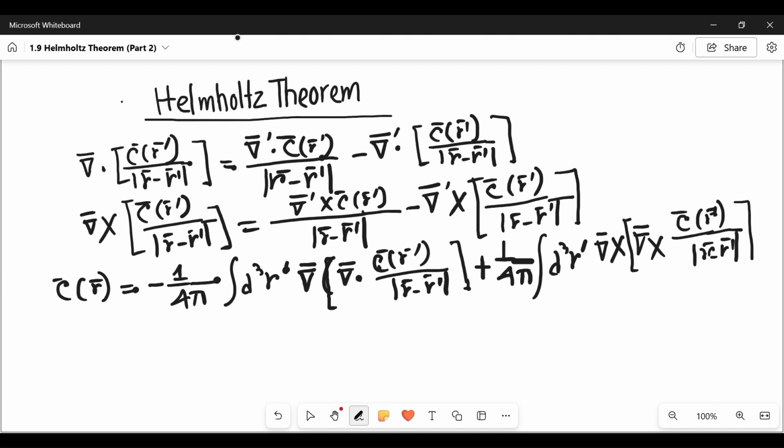Now the operator is in non-primed coordinates, so we can take the operators outside of the integrals. At the same time, we are interested in writing the vector field C as the gradient of a scalar function and the curl of a vector field. So we are going to take the gradient and the curl operator outside of the integrals for our convenience.